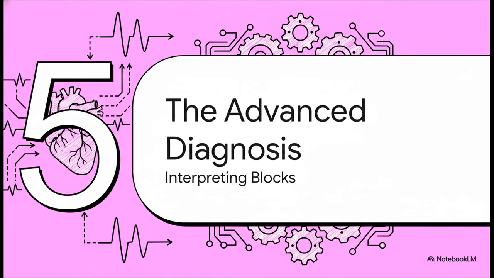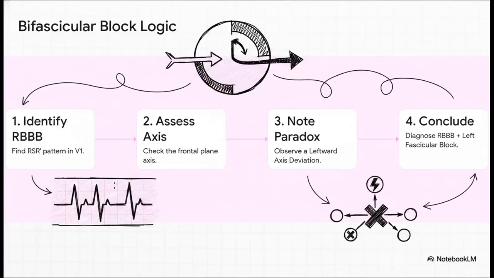All right, now we're going to take it to the next level. Let's start integrating what we know about axis and QRS morphology to diagnose some of these more complex, multi-level conduction diseases. The logic for diagnosing a bifascicular block is actually quite elegant. So first, you identify a clear right bundle branch block. Now, normally an RBBB should give you a rightward axis. But what if you see a leftward axis instead? That's a paradox, and it tells you something else must be going on.